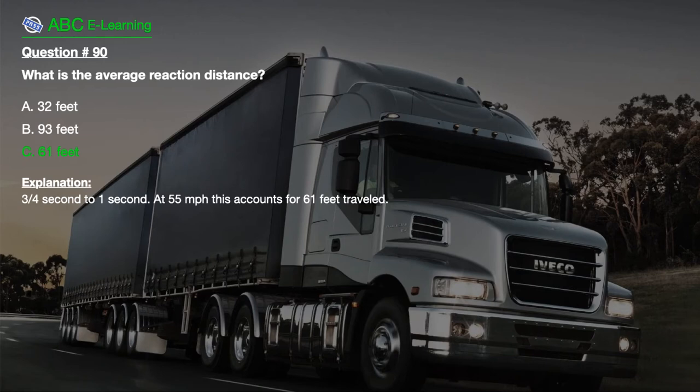The correct answer is here, C. 61 feet. Explanation. 3/4 second to 1 second at 55 miles per hour. This accounts for 61 feet traveled.